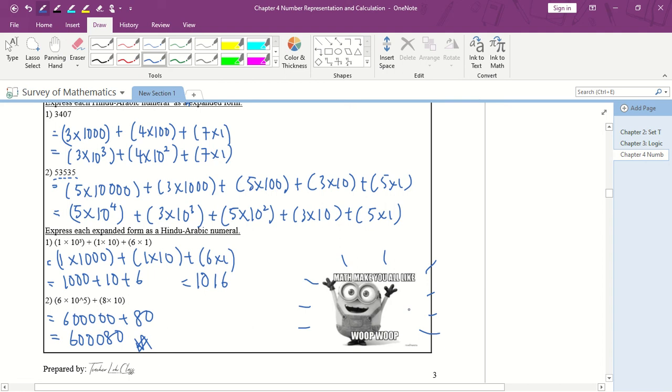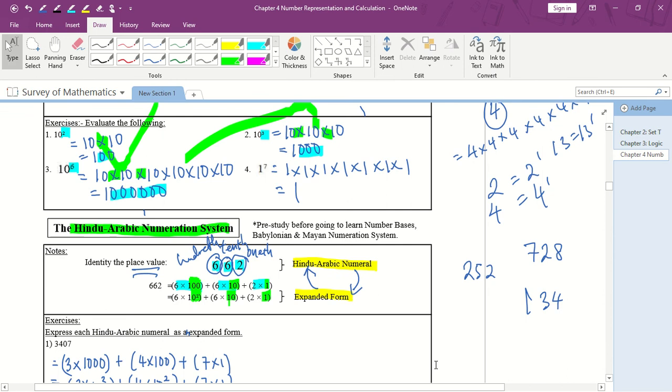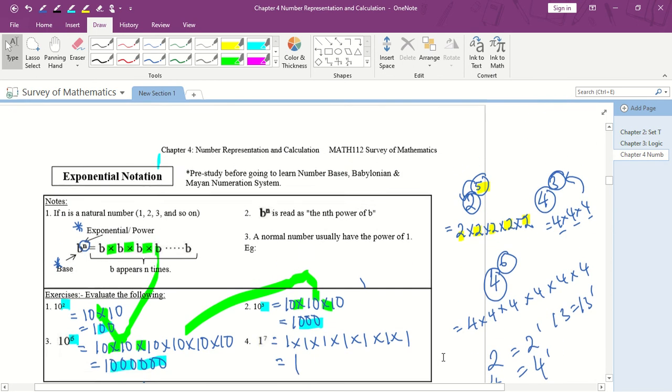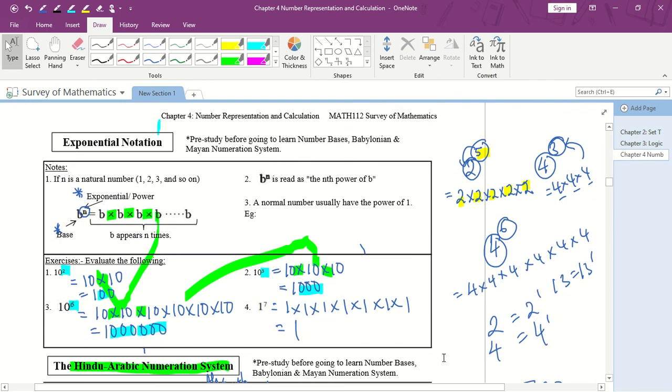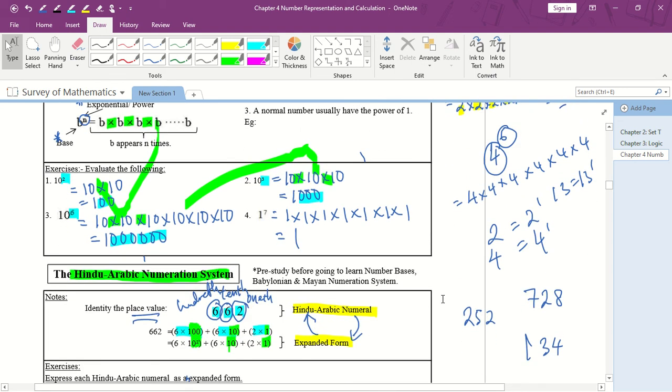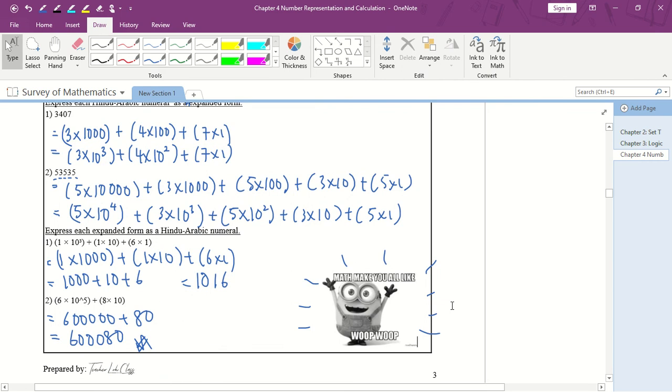So that's it for our part here. Remember that this Hindu-Arabic numeration system and exponential notations are important for you to understand the first, second, and third way of making you pro in math. Okay, so be careful, study these topics more, and you'll be fine in the next video.